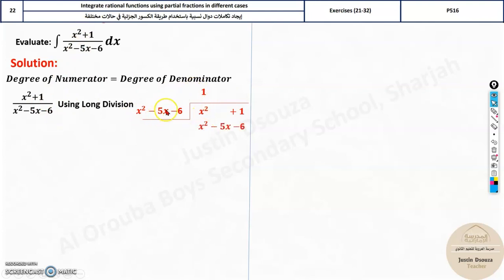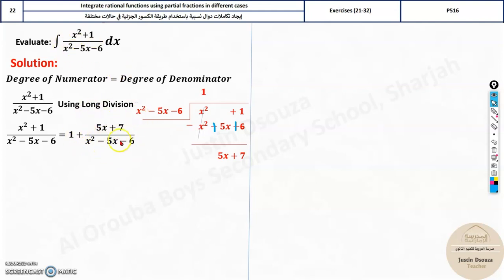Okay, write it as it is. And what's going to happen? It reduces, isn't it? Because it's the same degree, right? So it'll become 1. And then multiply this as it is and solve it up. It'll be 1 plus the sign changes over here. All the signs change. So it'll become 5x, 6 plus 1 is 7. And you can write it like this: 1 plus (5x plus 7) divided by the divisor.